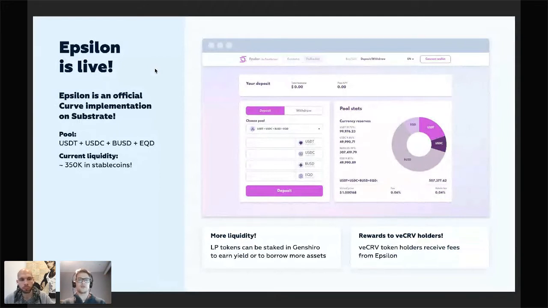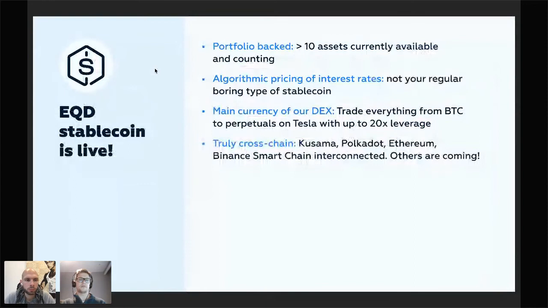Okay, so this is one of the products, and along with that, of course, we've launched our EQD stablecoin, which is present in liquidity in the Curve pool already. And what's so special about EQD? Well, first of all, it's an innovative product, which is a stablecoin backed by a portfolio of different assets, not by a single vault collateral. Another innovation is that it's priced algorithmically based on some fancy math from traditional finance, but boiled down to one simple and beautiful formula.